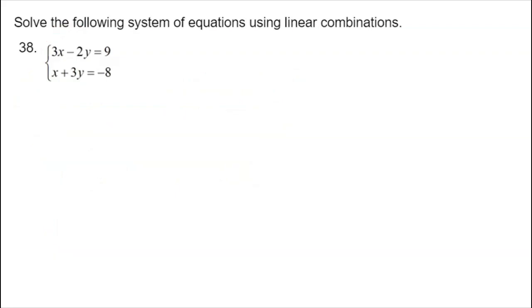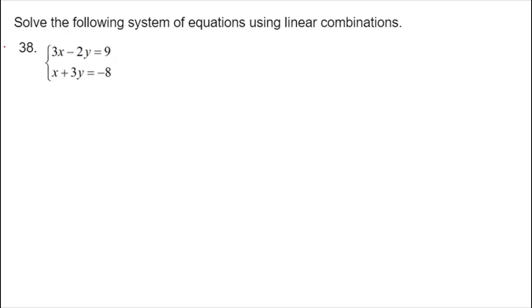Now, this problem we want to solve by using linear combinations. To use linear combinations, what we want to do is add the two equations together and get a variable to cancel. Now, if we add them right now, we're going to get 4x and 1y. So that could be a nice way that we could solve, but that's not going to get rid of the two variables. So what we want to do is get them to match up.